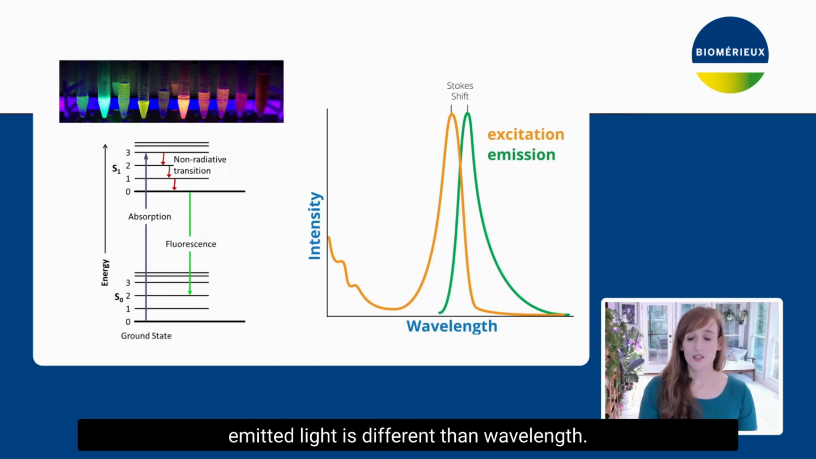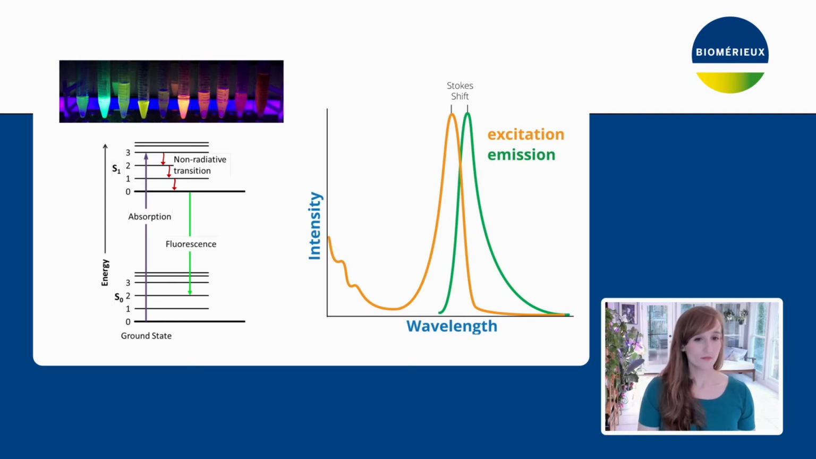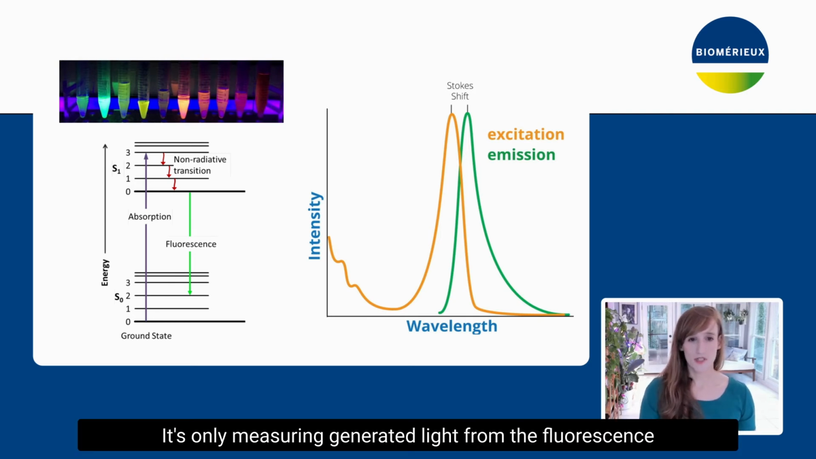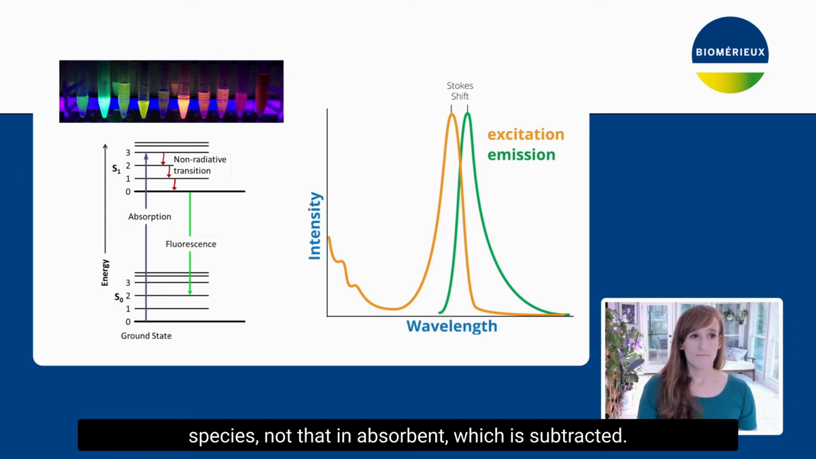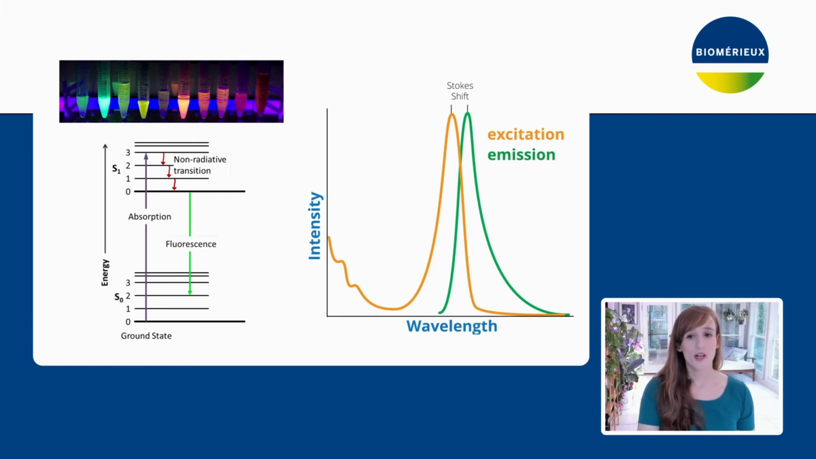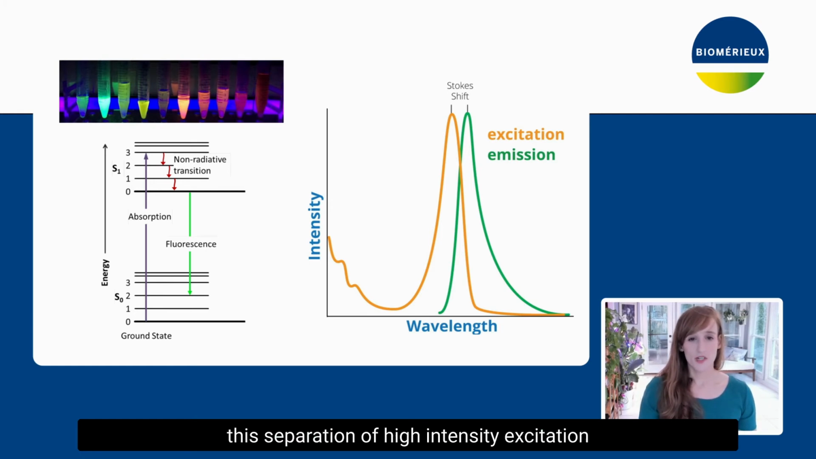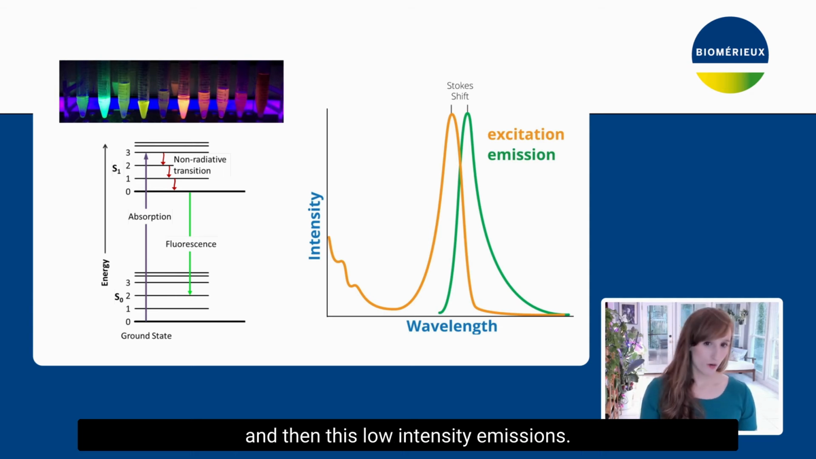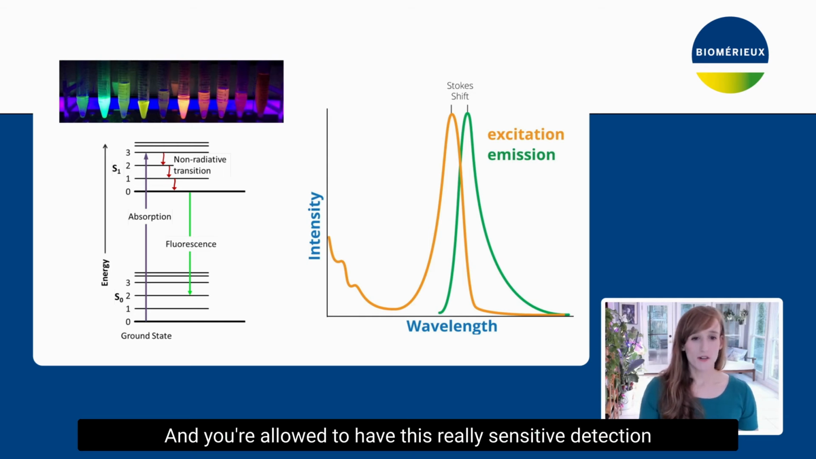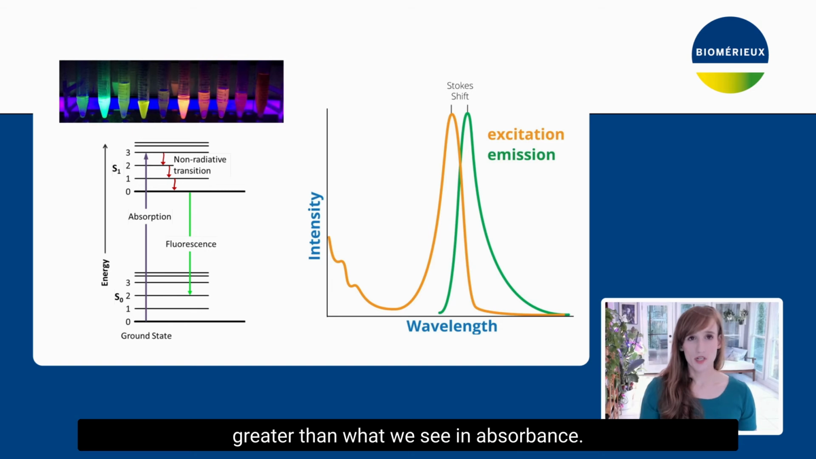Because the emitted light is different in wavelength, the fluorescence detection method has really high sensitivity, since it's measuring against a background of zero. It's only measuring generated light from the fluorescent species. In absorbance, which is subtractive, you're measuring the total light that's left over. So the Stokes shift allows for this separation of high intensity excitation and low intensity emission, and you get a really sensitive detection method, which is usually three orders of magnitude or greater than what we see in absorbance.